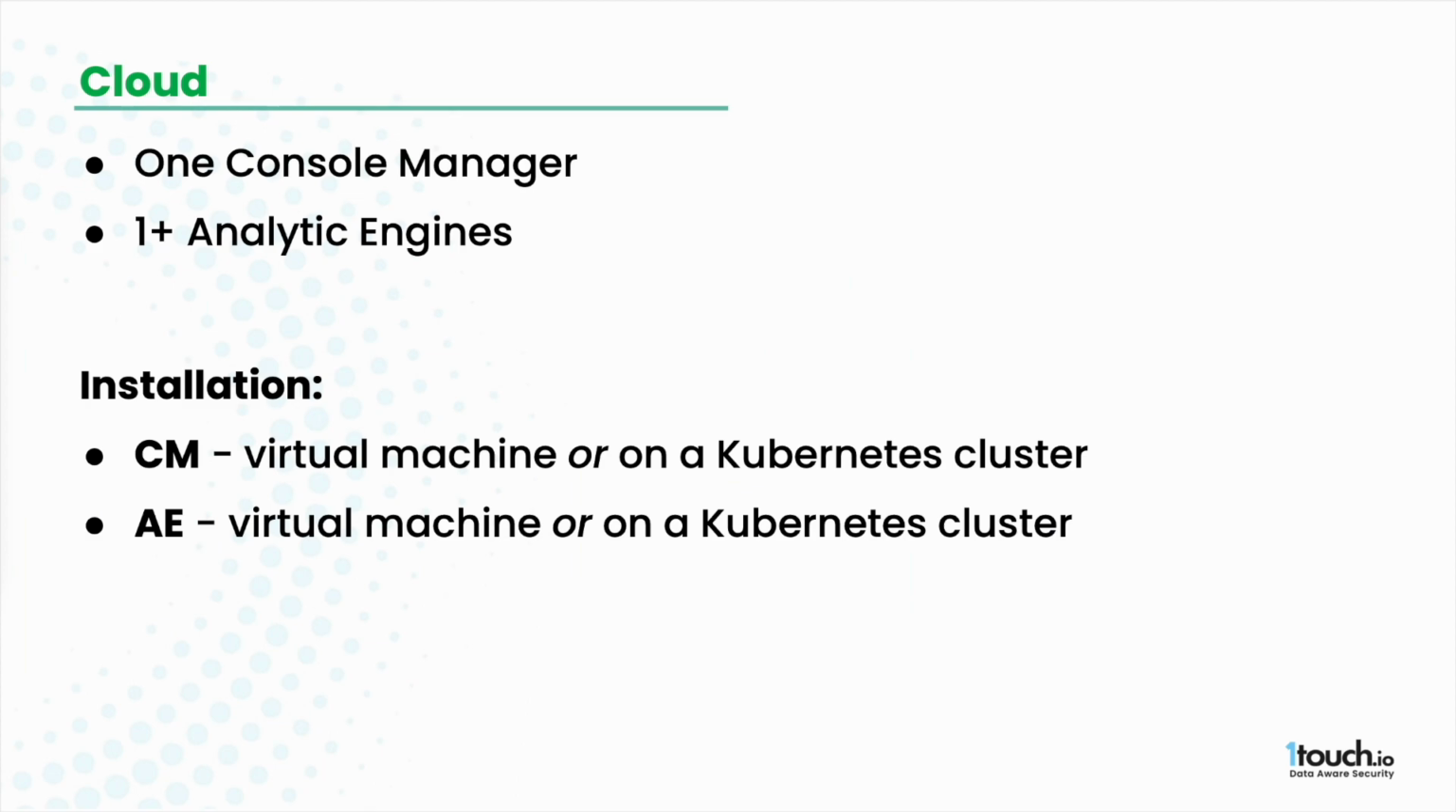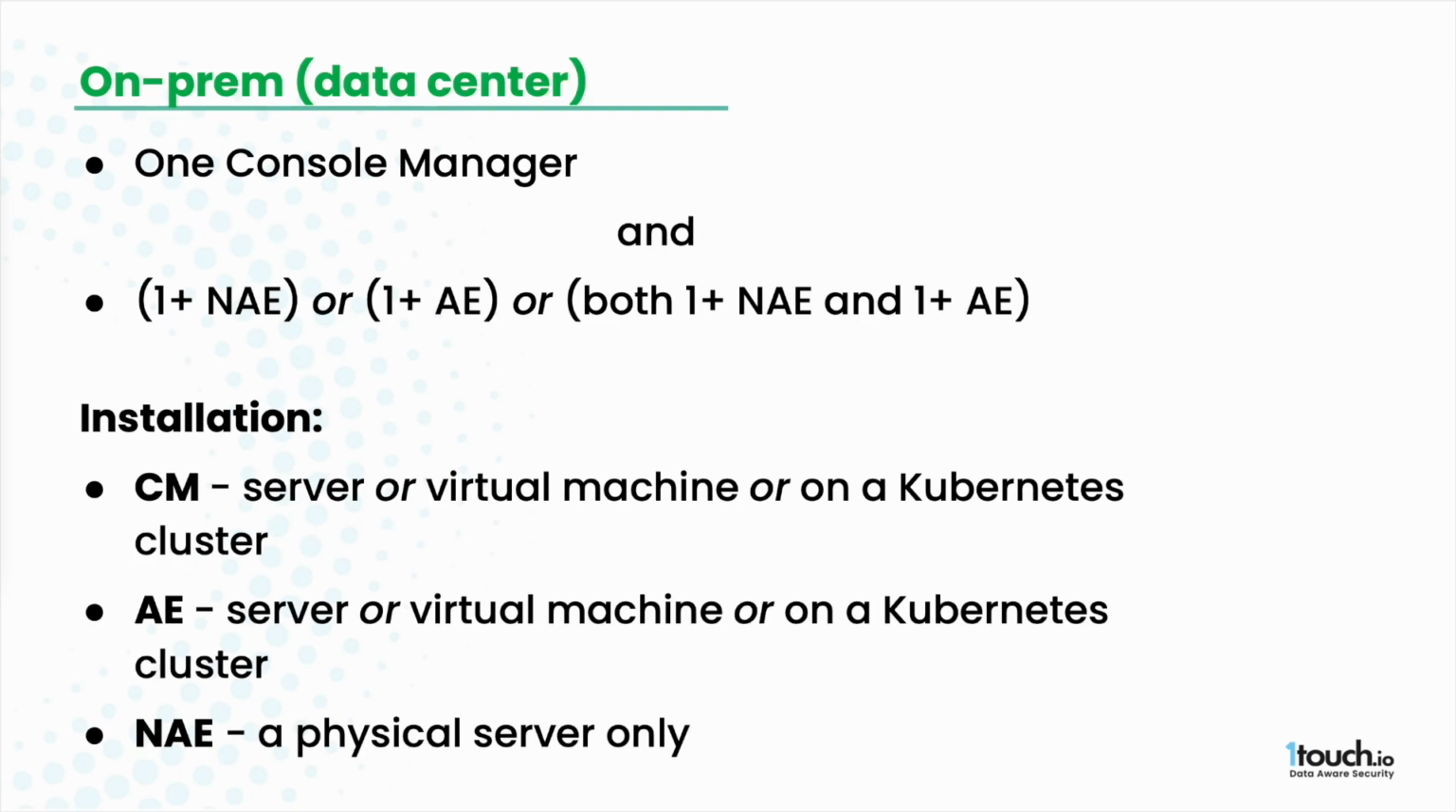To summarize, cloud deployment requires one console manager and at least one analytic engine. Installation options are in this slide. The on-prem installation offers a wider range of options. Having one console manager is mandatory, and then you can choose from three variants. First, install only Network Analytic Engine, second, only Analytic Engine, and third, have both of them.